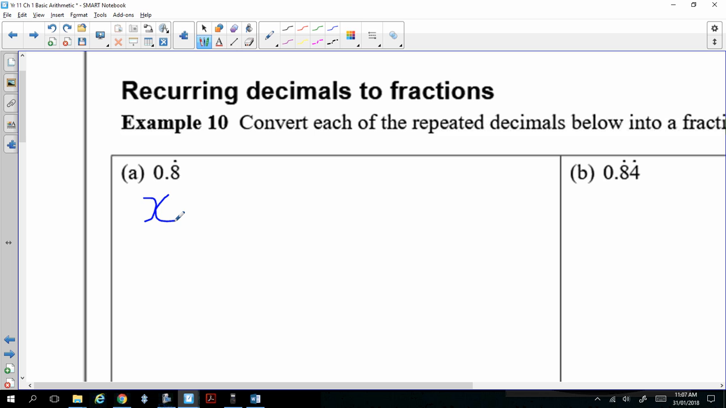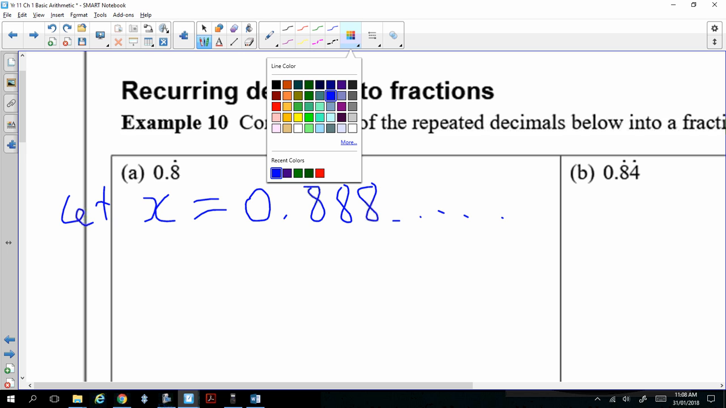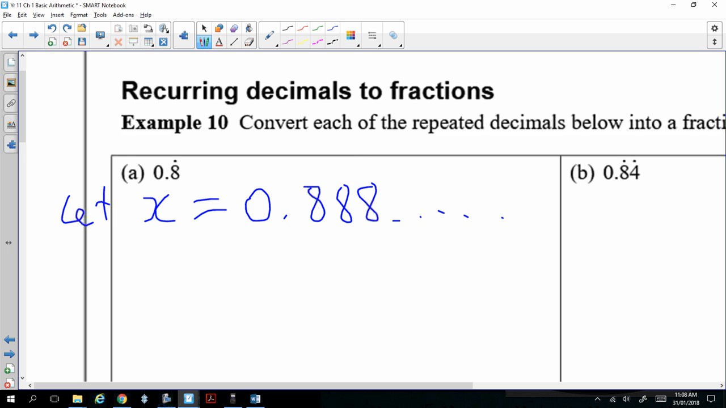So 0.8 with a repeater on top. So write let x equal to 0.888. Just write a few digits. Let x equal to that. If there is one digit repeating, just multiply by 10. So only 8 repeats. So just multiply 10 on both sides. So you will get 10x equals to 8.888, right? Because it's infinite number 8, you still get the same 888 at the end.